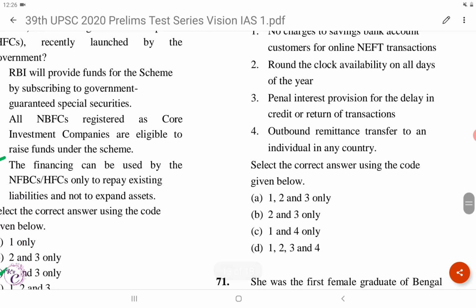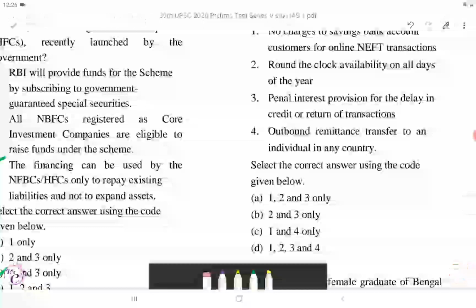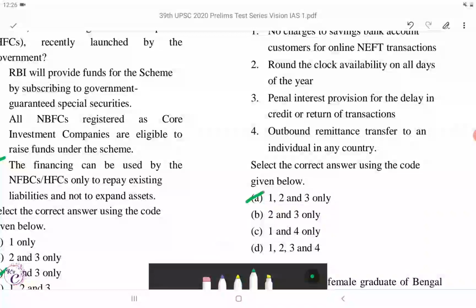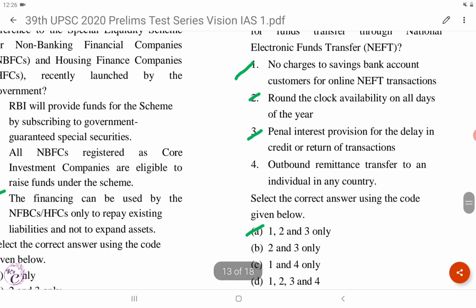So the correct answer is A. That is, all the statements 1, 2 and 3 are correct. National Electronic Funds Transfer is a nationwide centralized payment system owned and operated by the Reserve Bank of India, that is RBI. NEFT offers the following advantages for funds transfer or receipt: round the clock availability on all days of the year. So number 2 is correct.